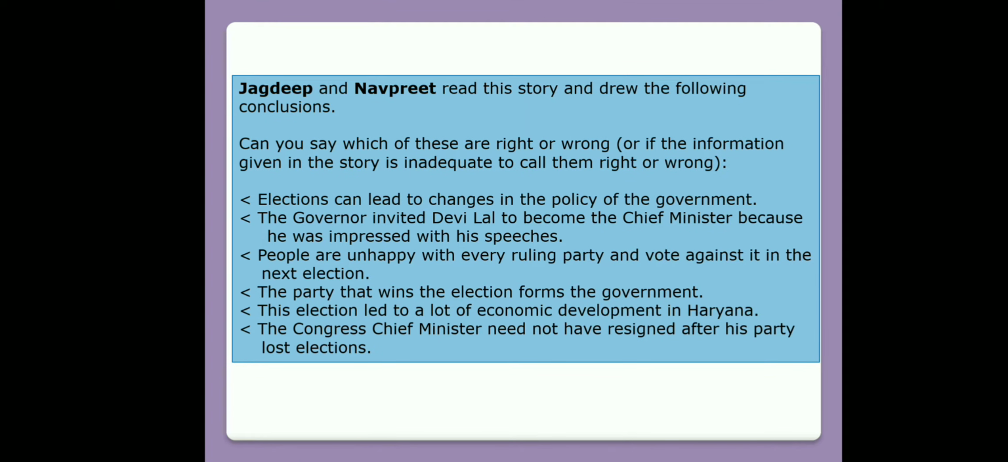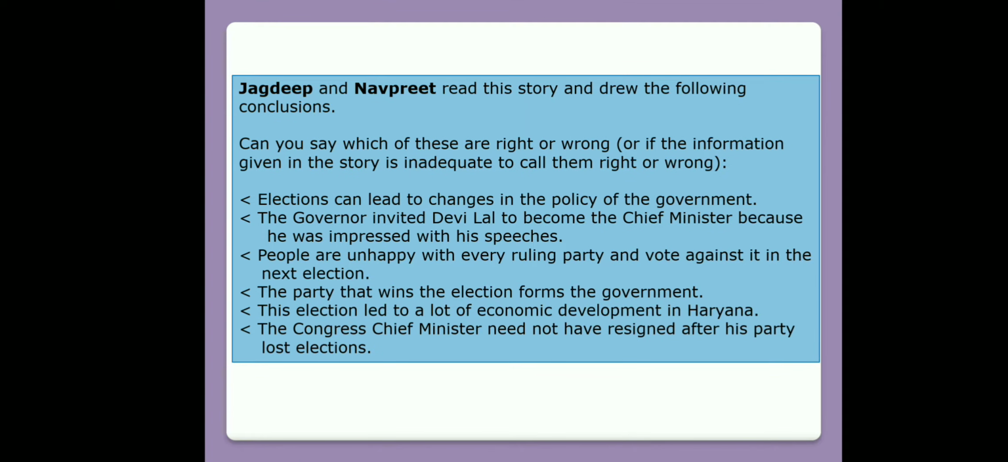Jagdeep and Navpreet read this story and drew the following conclusions. Can you say which of these are right or wrong, or if the information given in the story is inadequate to call them right or wrong? The findings of Jagdeep and Navpreet include: elections can lead to changes in the policy of the government. The governor invited Devi Lal to become the chief minister because he was impressed with his speeches. People are unhappy with every ruling party and vote against it in the next election. The party that wins the election forms the government. This election led to a lot of economic development in Haryana. The Congress chief minister need not have resigned after his party lost elections.